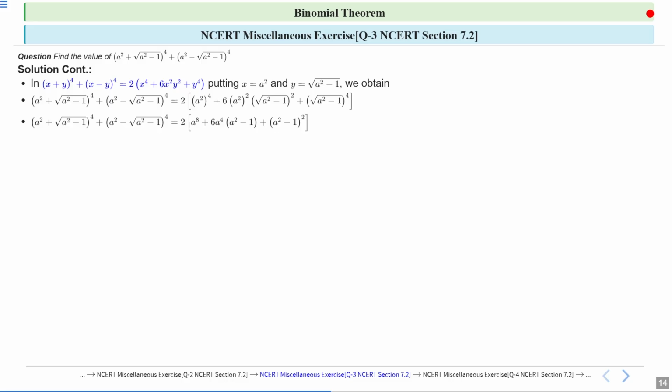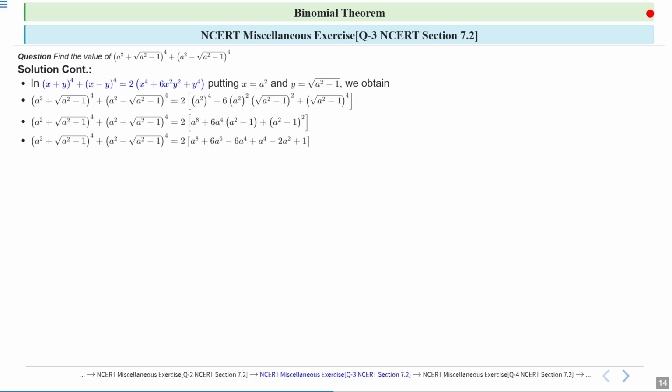Next we simplify the expression further. Then (a^2 + √(a^2 − 1))^4 + (a^2 − √(a^2 − 1))^4 is simply equal to 2 times (a^8 + 6 a^4 (a^2 − 1) + (a^2 − 1)^2).